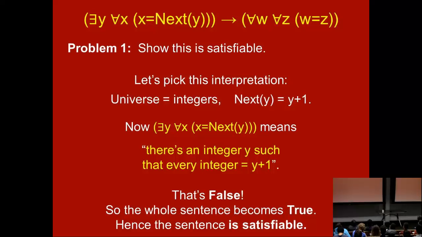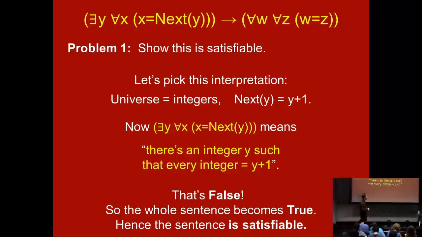So if you look at this sentence, it's overall an implication, right? It's overall this piece implies that piece. And let's look at what the hypothesis part means. There exists y such that for all x, x equals next of y, which in our interpretation means there's some integer y such that every integer equals y plus 1. Well, is that true or false? Yeah, it's false, right? There's no integer y such that every integer equals y plus 1. So under our interpretation, this piece is false.